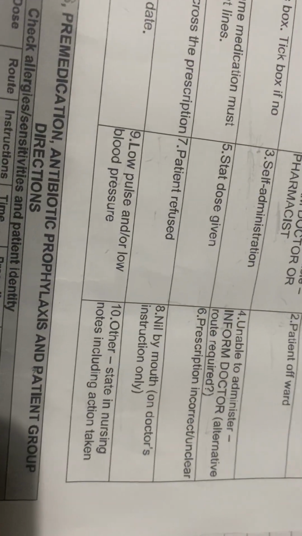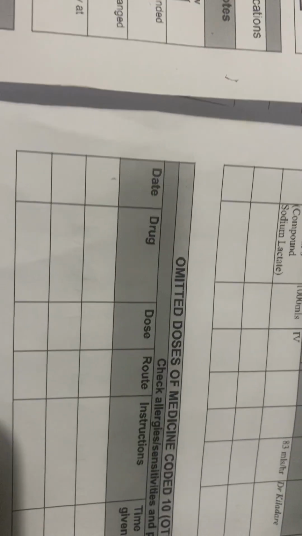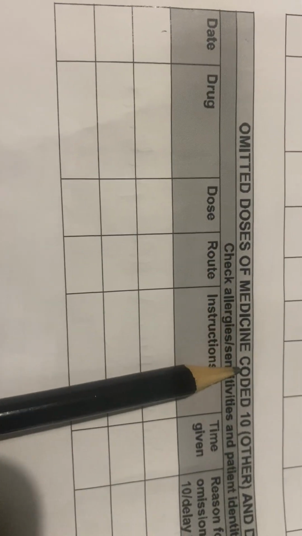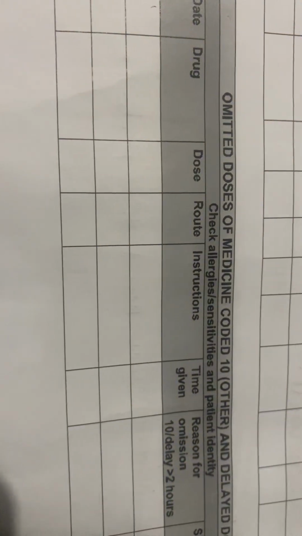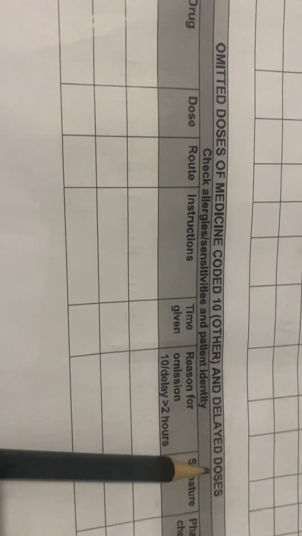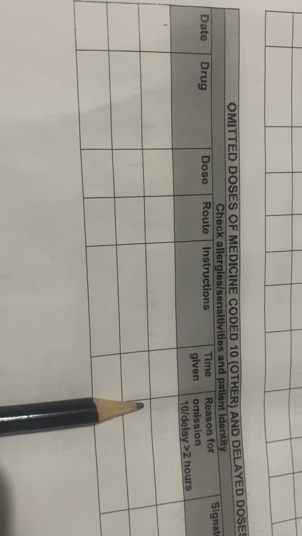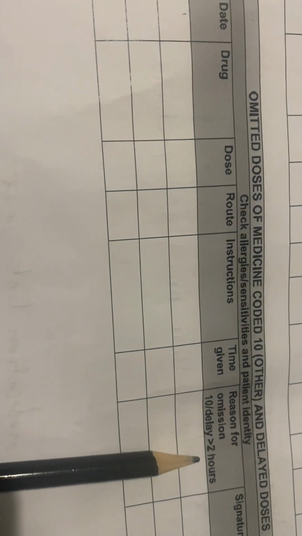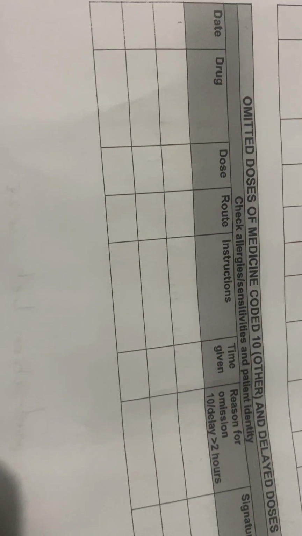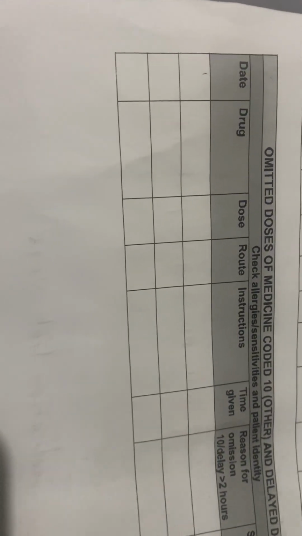Now, this particular page is very important. Here, omitted dose of medicine could turn others and delayed doses. Here, this last page is very important. What are you going to do here? Let me say that lansoprazole that we did not administer because the patient is what again? There's no prescriber signature and BIP number. How are you going to chart it here?